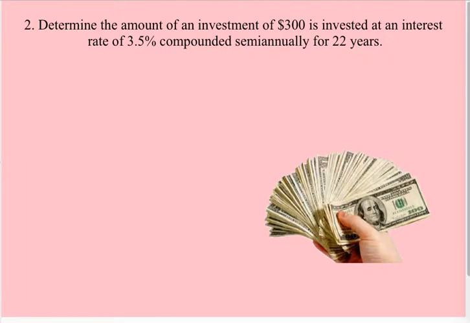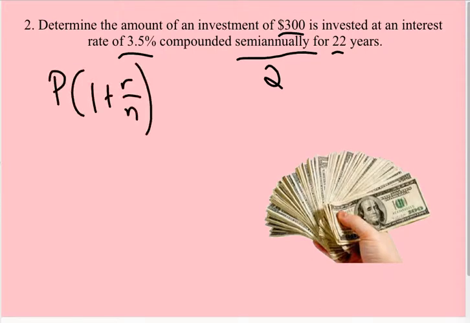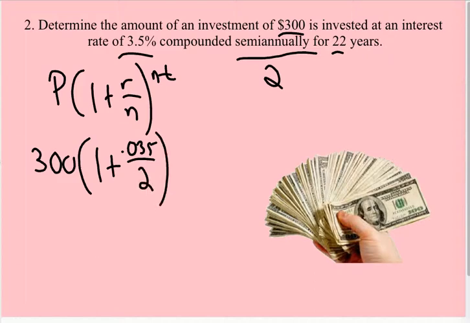Determine the amount of an investment of $300 invested at an interest rate of 3.5% compounded semi-annually. Remember, that's 2, for 22 years. So again, principal, 1 plus your rate divided by number of times per year, raised to the number of times years. So initial amount, 300, 1 plus your interest rate, 0.035. You have to move the decimal place over 2 spots, semi-annually twice, 2 times 22.